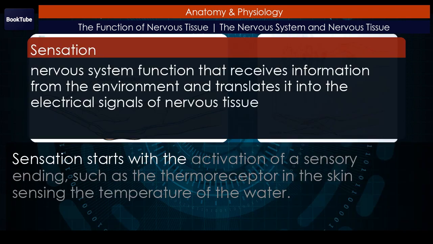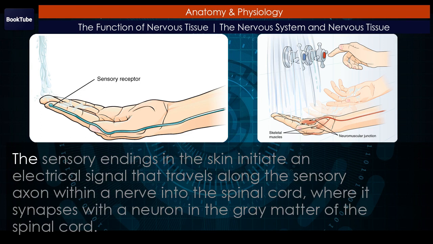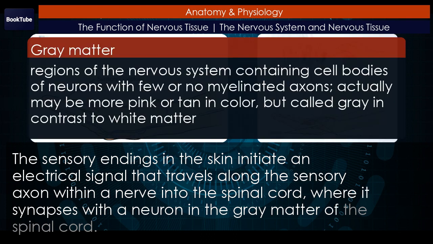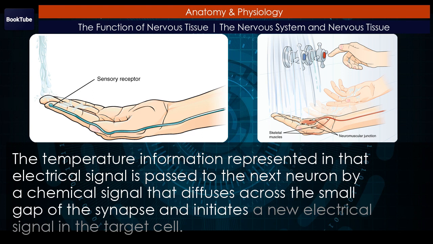Sensation starts with the activation of a sensory ending, such as the thermoreceptor in the skin sensing the temperature of the water. The sensory endings in the skin initiate an electrical signal that travels along the sensory axon within a nerve into the spinal cord, where it synapses with a neuron in the gray matter of the spinal cord. The temperature information represented in that electrical signal is passed to the next neuron by a chemical signal that diffuses across the small gap of the synapse and initiates a new electrical signal in the target cell.